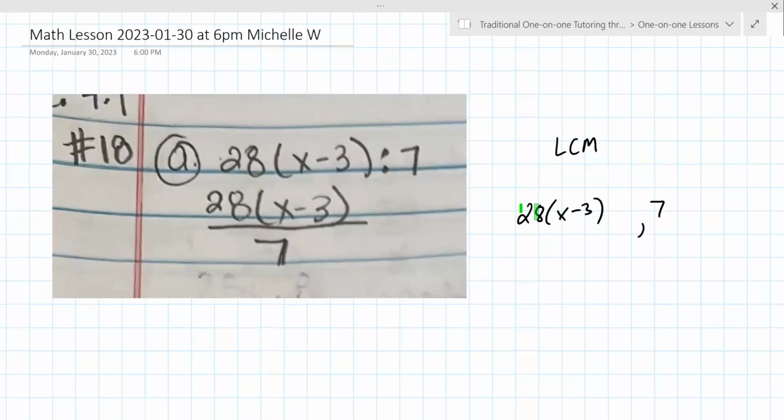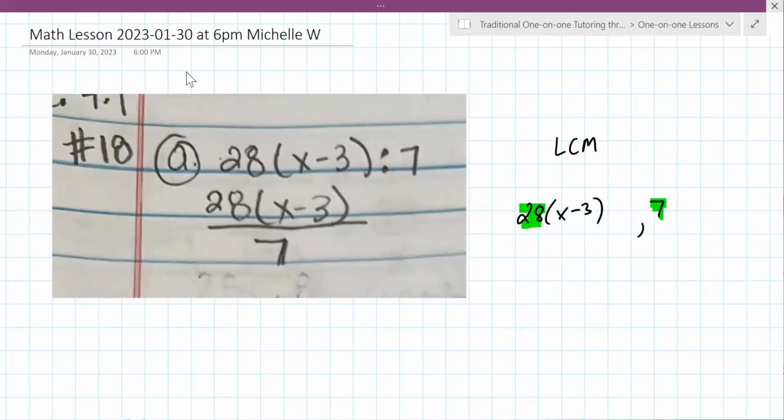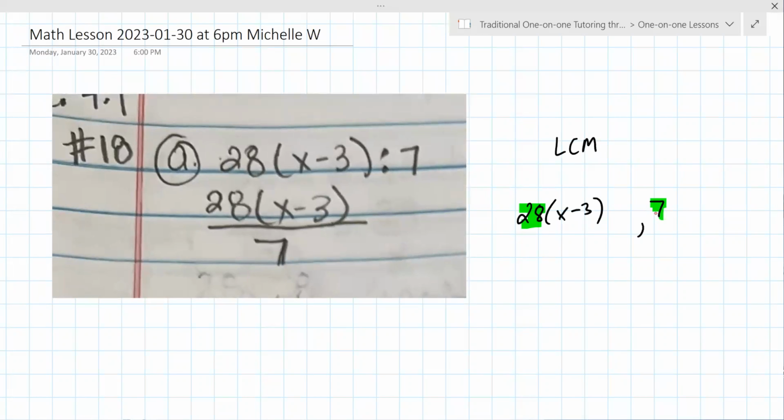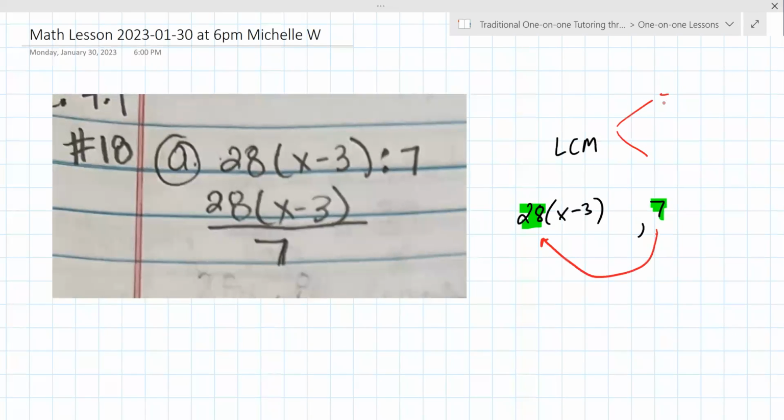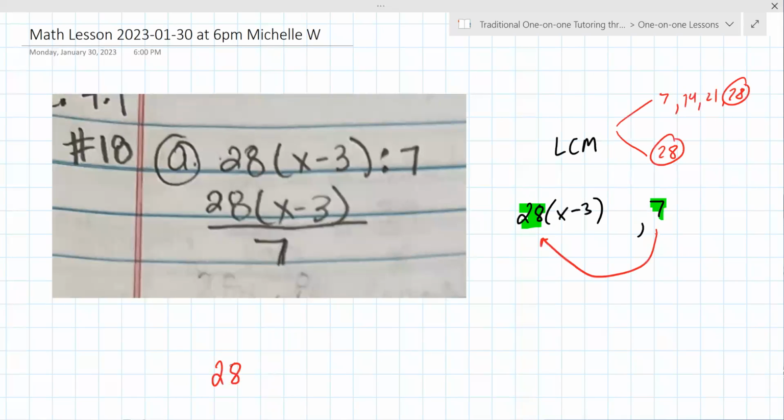They both have a number in it. One is 7, one is 28. And you ask yourself, can one go into the other? For example, can 7 go into 28? Yes, it can. You did this a long time ago, but you find the least common multiple between 7, 14, 21, 28, and you realize that those match. So your least common multiple is 28.